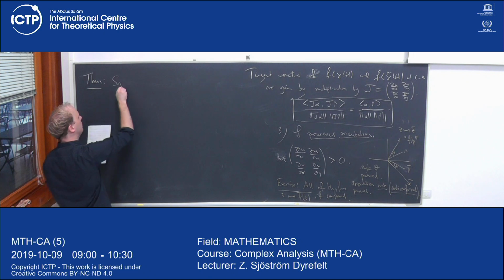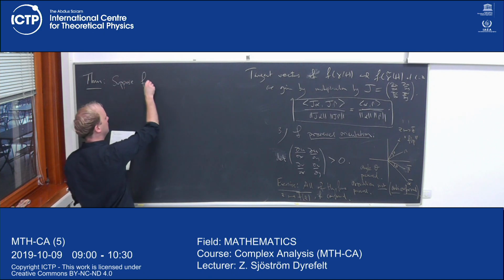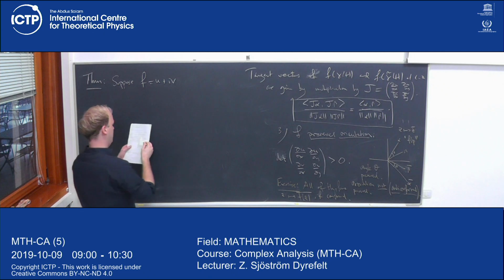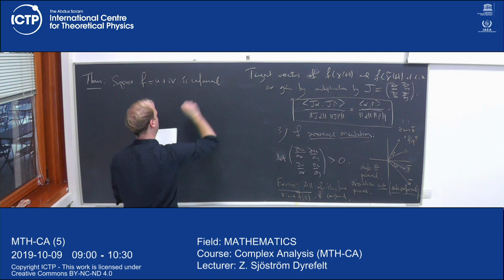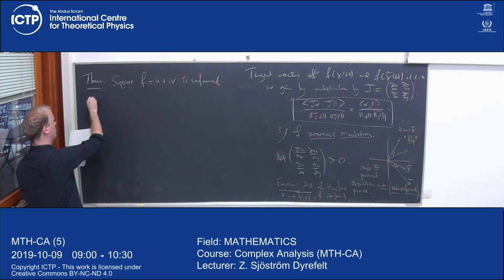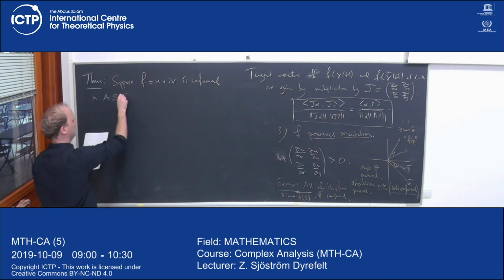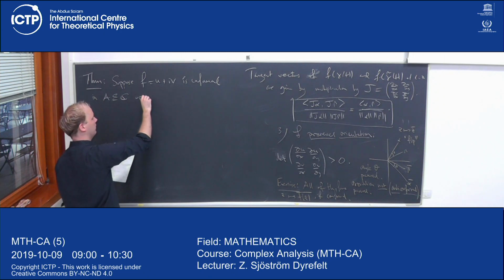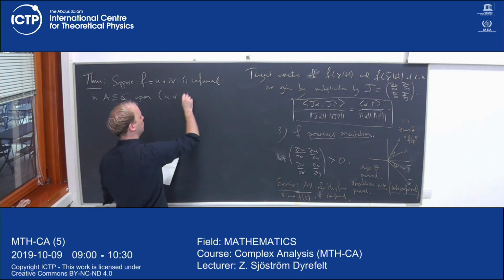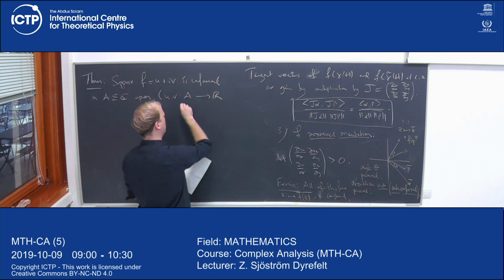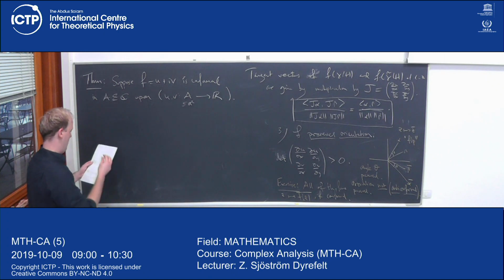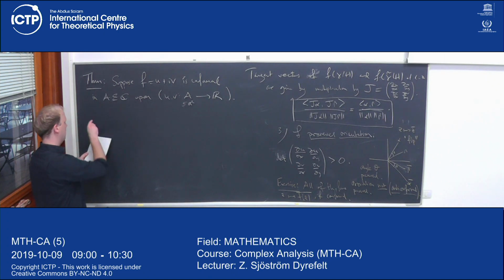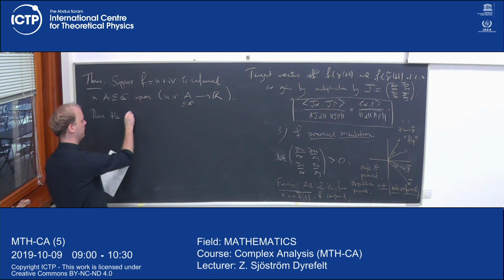So suppose this is conformal in this open set. So this means again that U, V goes from A, a subset of R2, into R, and then the Cauchy-Riemann equations hold.